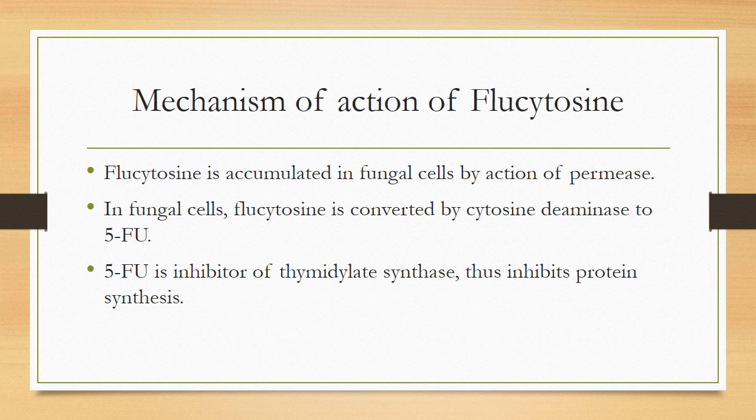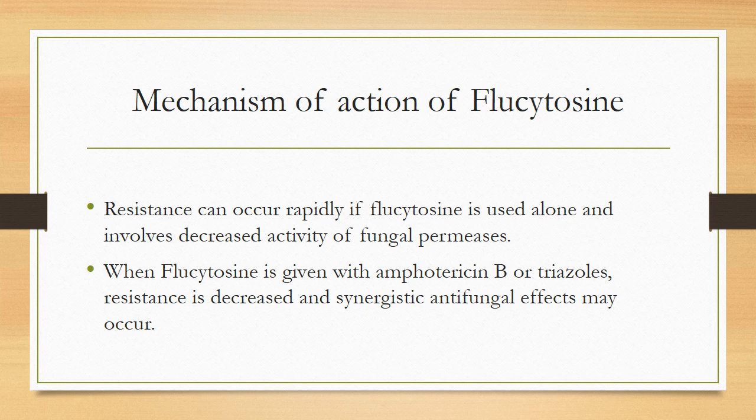Now the mechanism of action of flucytosine. Flucytosine is accumulated in the fungal cells by the action of the enzyme permease. In fungal cells, flucytosine is converted by cytosine deaminase to 5-fluorouracil. 5-fluorouracil is actually an inhibitor of thymidylate synthase, thus it inhibits the synthesis of protein. Resistance can occur rapidly if flucytosine is used alone and involves decreased activity of fungal permeases.